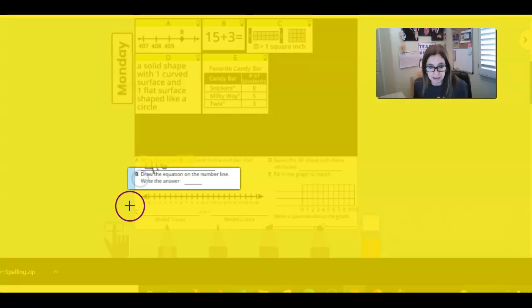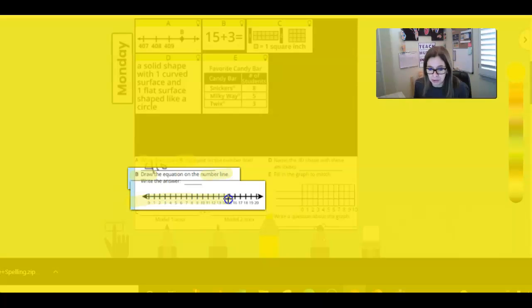I'm going to go to B. I need to know what they're asking me. Here, they're asking me to draw the equation on the number line. That's drawing it on this number line. Some of you are making a mistake and you're trying to draw it on that A card number line. It's this number line down there. All right? So let's look at the equation. Where's the equation? Oh, it's on card B. So I'm going to look at card B.